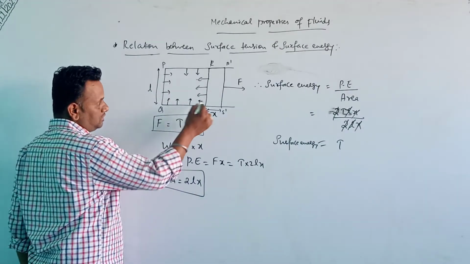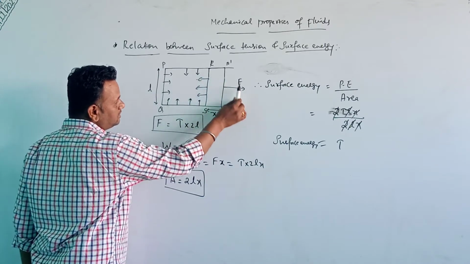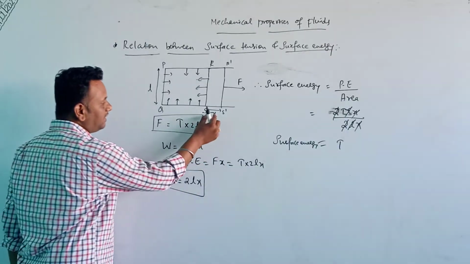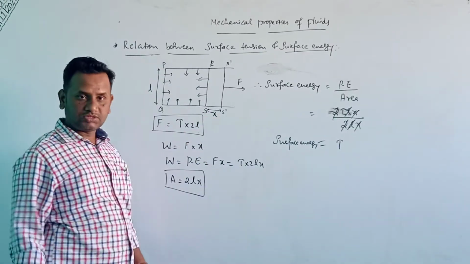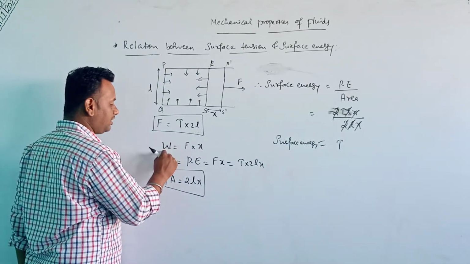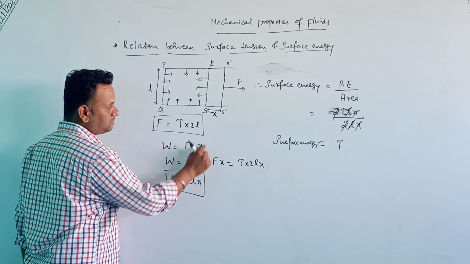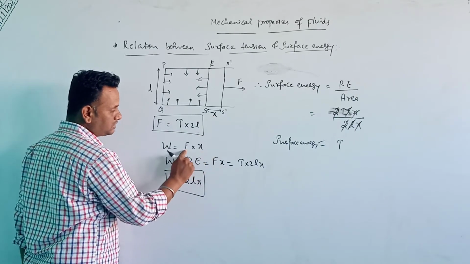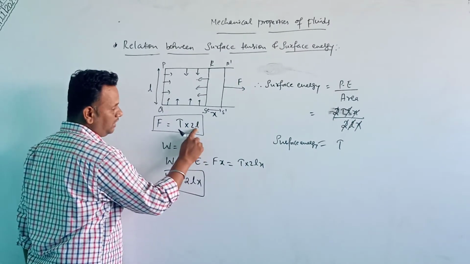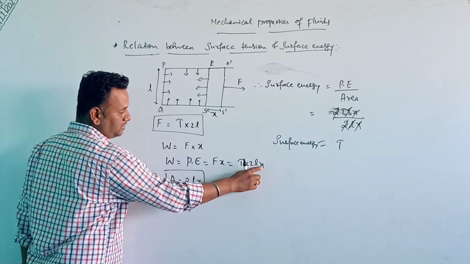So now we are moving this slide forward, meaning we are applying some force here. We move it by a distance x. So we have done some work here. That work done is equal to force into displacement, force into displacement x. So force is how much here? 2L into T. So T into 2L, that is x.